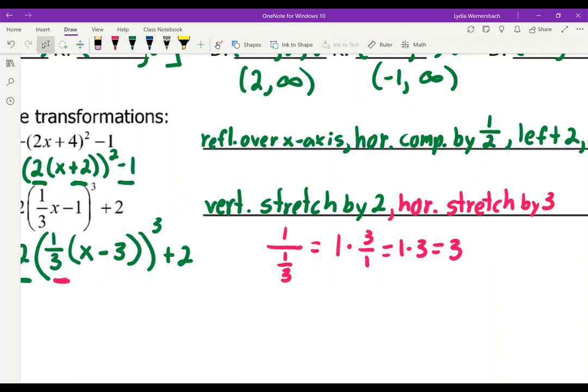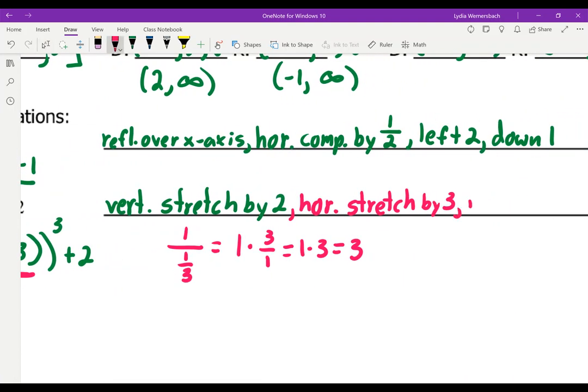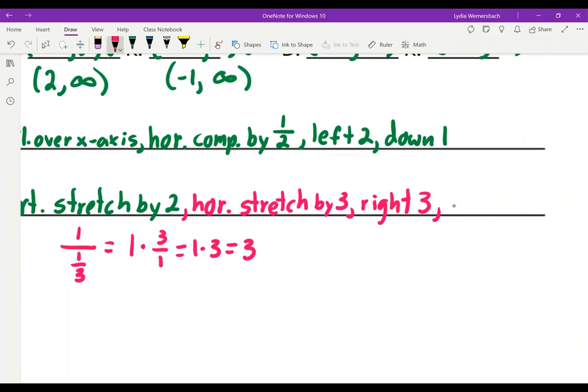Okay. And then we have inside of the parentheses, this -3, again, opposite of what we think. So we'll actually be moving right 3. And the +2 on the outside is the same as what we think. We'll be moving up 2.